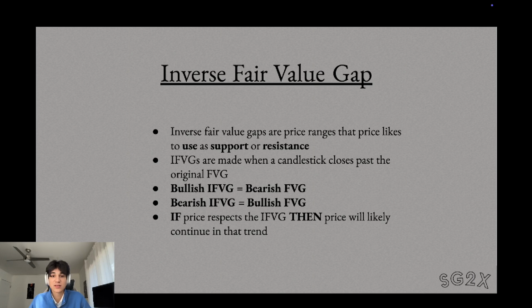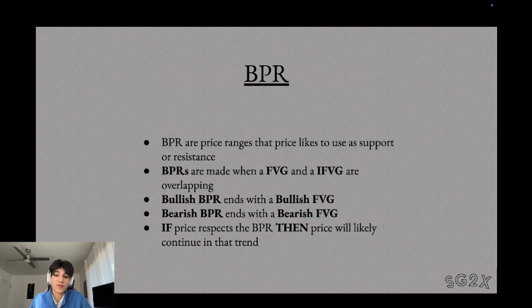And then again, if price taps into this inverse fair value gap, we can expect price to respect it and continue in the trend. And last but not least, BPRs are definitely the strongest because they are just imbalances on top of each other, so fair value gaps and inverse fair value gaps that overlap. A bullish BPR will basically just be like a bullish fair value gap, and the same thing with the bearish BPR: it is basically a bearish fair value gap. I'll show you what that looks like on the chart and how to mark that out. Trust me when I say these are one of my favorite confluences, if not my most favorite. And if price respects the BPR, then we can expect price to reject it and continue in the trend.